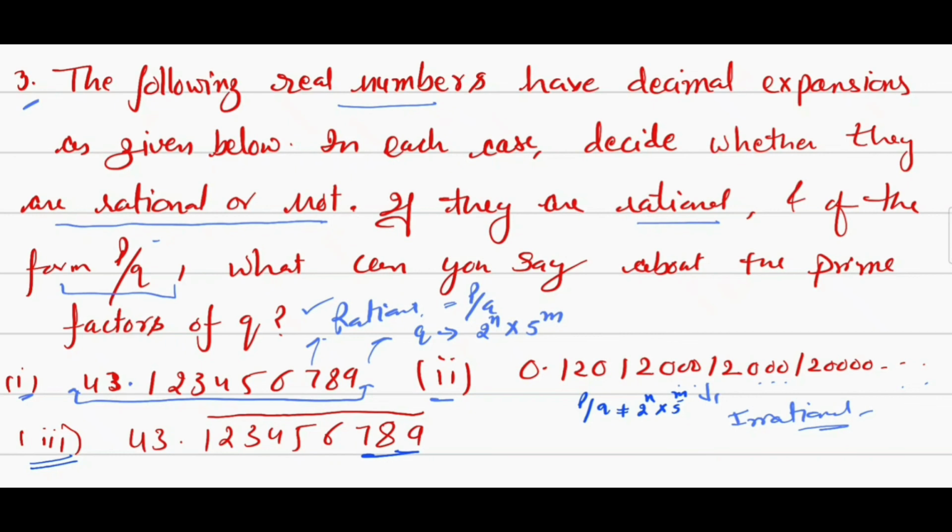So last question, here we have 43.123456789 bar. So these types of decimal expansions are rational numbers and we can write them in p upon q form. But here also q we cannot represent in the form 2 raised to power n and 5 raised to power m. With this we have completed chapter number 1, real numbers.